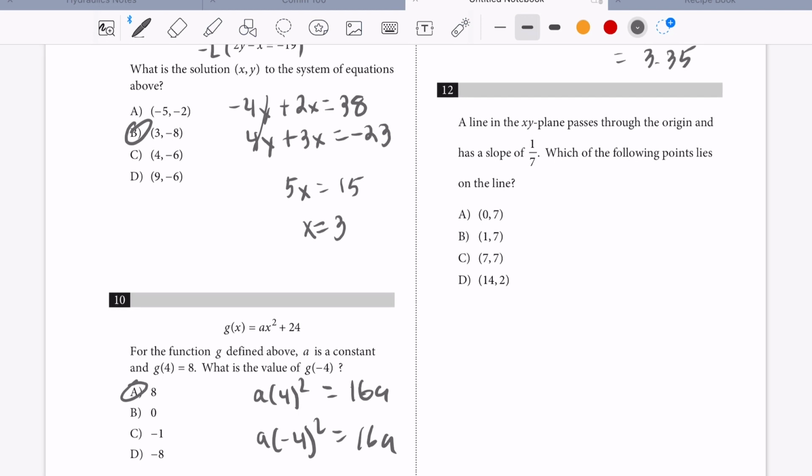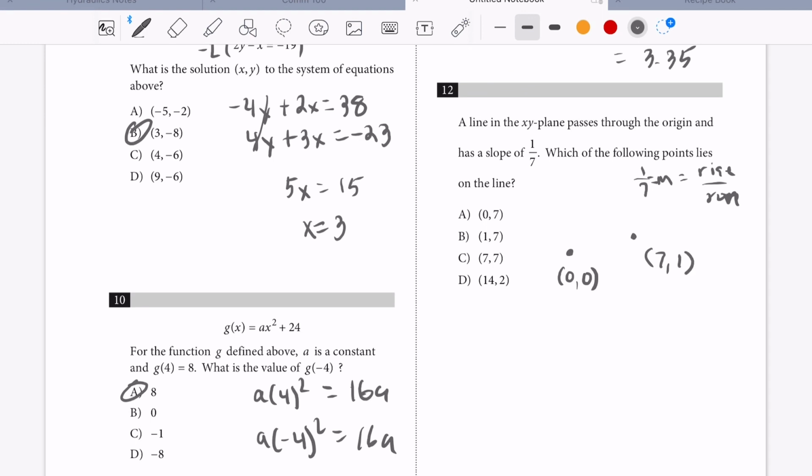A line in the xy plane passes through the origin and has a slope of 1 over 7. Which of the following points lies on the line? Okay, so we're going to have a point at 0, 0, since it goes through the origin. And then 1 over 7 is your slope, which is equal to your rise over your run. And so if we start at 0, 0, we're going to go up 1 and over 7. So that's going to give us a coordinate of 7, 1.